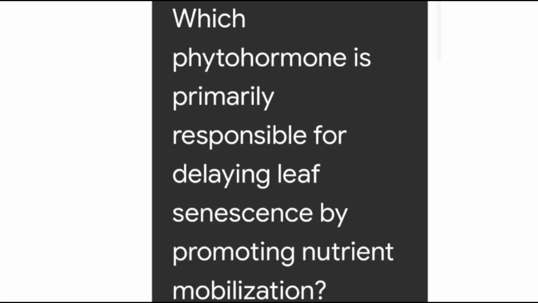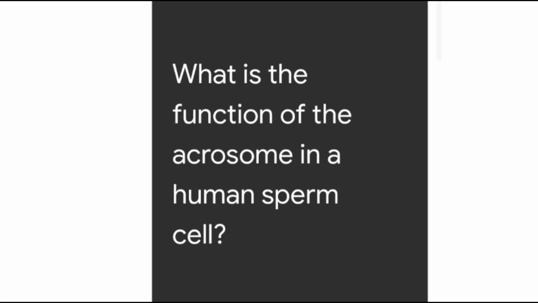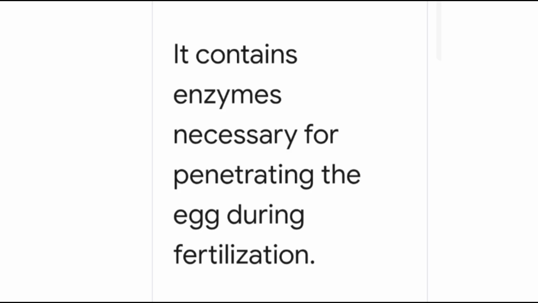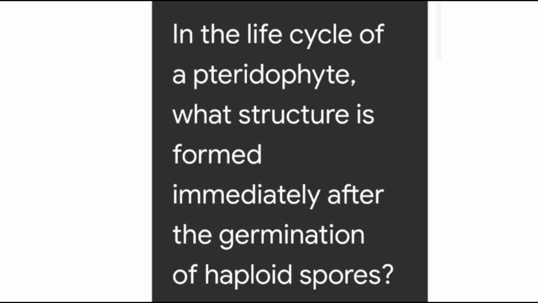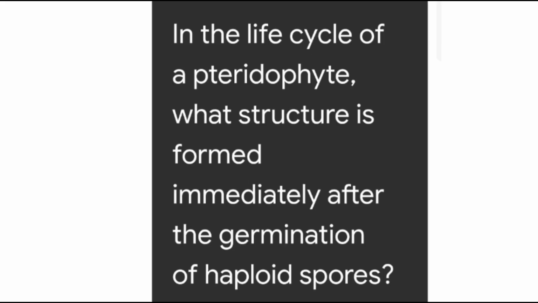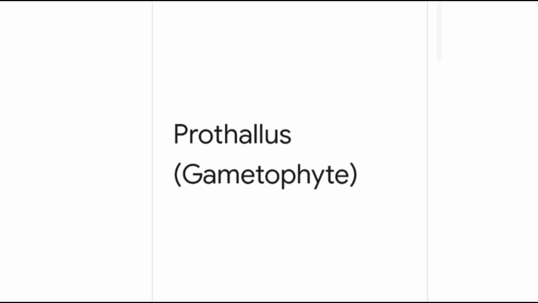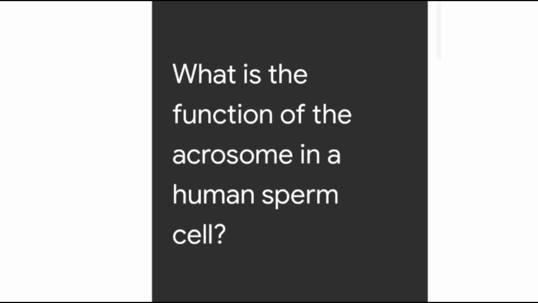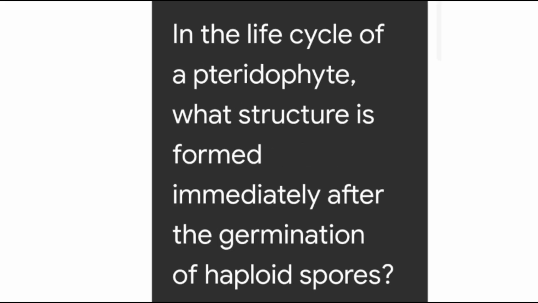What is the function of the acrosome in human sperm cell? It contains an enzyme necessary for penetrating the egg during fertilization. In the life cycle of pteridophyte, what structure is formed immediately after the germination of the haploid spore, n number of spore? That is a prothallus, that is the gametophyte.